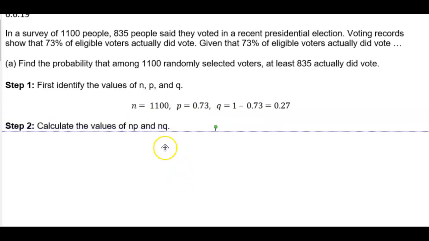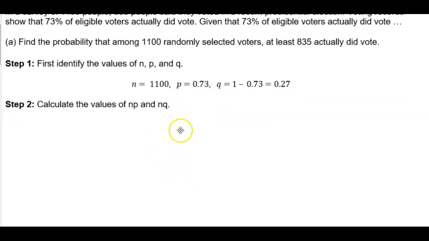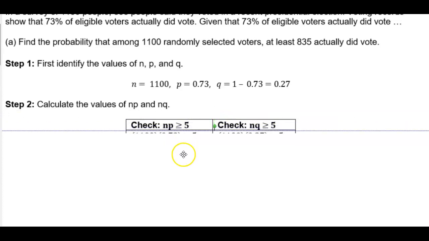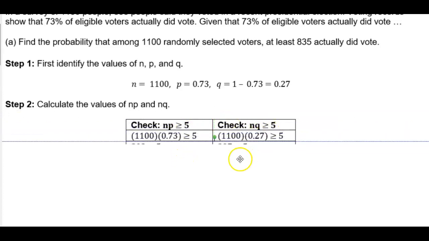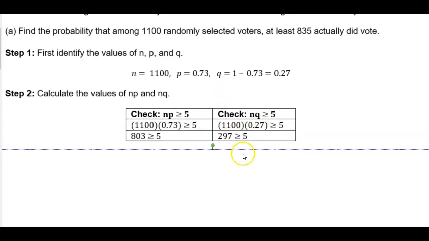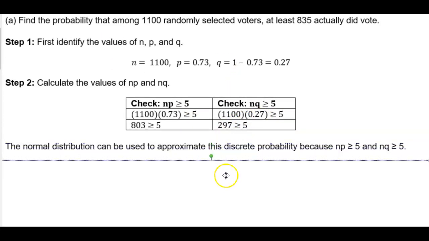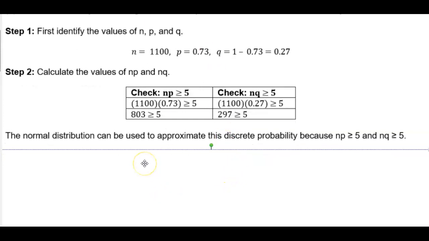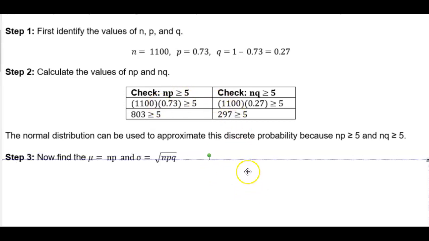So now we're going to calculate the values of n times p and n times q. And we want to check to make sure that they're greater than or equal to 5. So we know that n is 1,100 times p, which is 0.73, which gives us 803, and that is greater than 5. 1,100 times q, which is 0.27, gives us 297, and that is also greater than 5. Therefore, we can say that the normal distribution can be used to approximate this discrete probability because both of those are greater than or equal to 5.